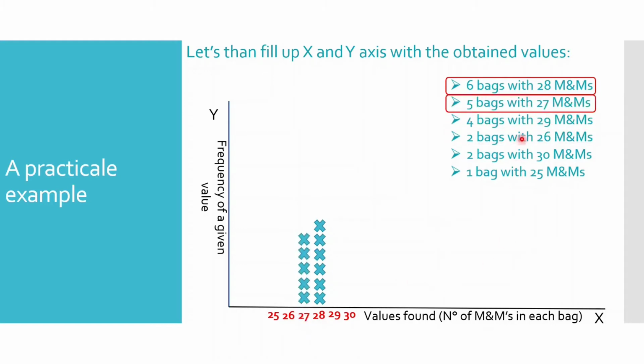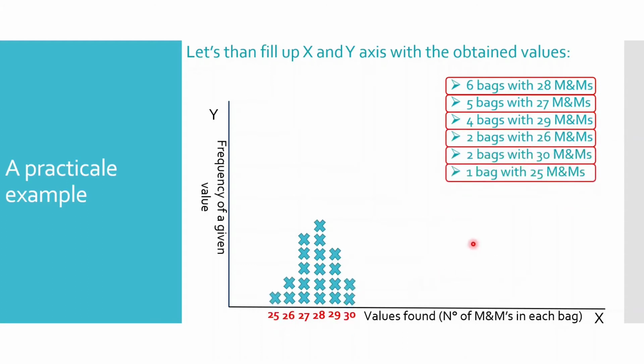in correspondence of the value of 28. How many times have we obtained 27 M&Ms? 5 times, because there were 5 bags with 27 M&Ms, and here we have this line of 5 crosses in correspondence of the value of 27. How many times did we get 29 M&Ms? 4 times, because there were 4 bags containing 29 M&Ms, and so we have here a line of 4 crosses in correspondence of 29, which is the value of M&Ms.